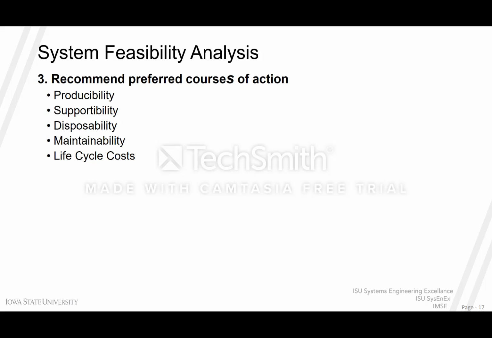And then the third step would be to recommend the preferred course or courses of action. So how is it producible? Is it supportable? Is it disposable? Is it maintainable? And then what are the expected lifecycle costs? Even in just the basic feasibility analysis, when you take a design, you have to look at the manufacturing or production elements of it and say, is this something that could be mass produced, or would this have a whole lot of issues that came about with it?